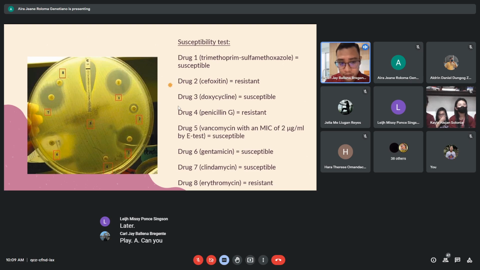Can you give one virulence factor associated with staph and its action?